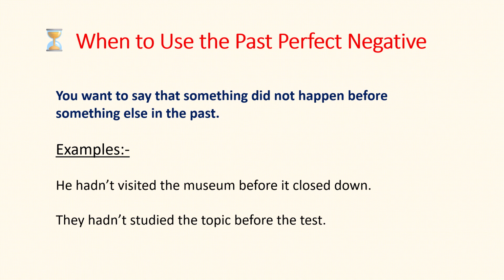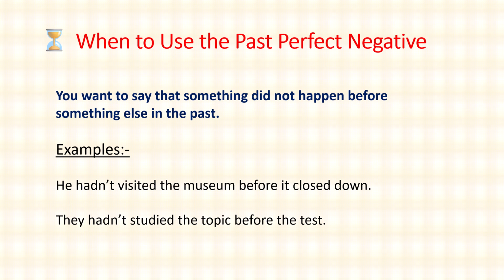Now, when to use the past perfect negative tense? First of all, when we want to say that something did not happen before some other action took place, means there is a sequence of the events and the first action did not take place before the other action took place. For example, he hadn't visited the museum before it closed down.